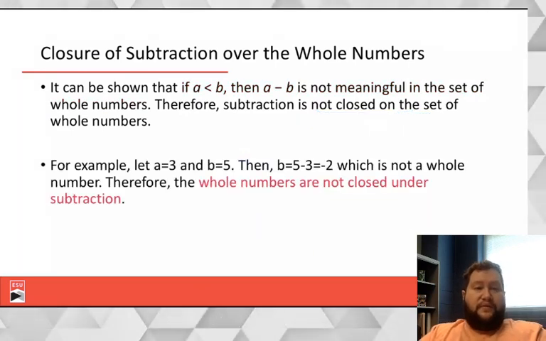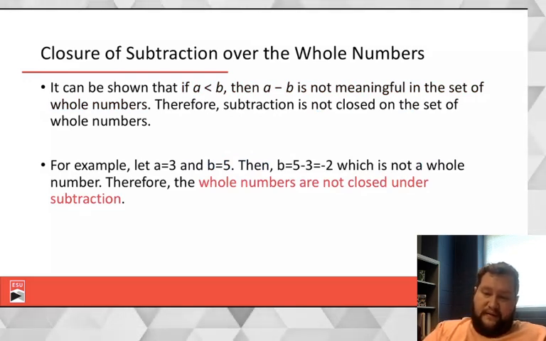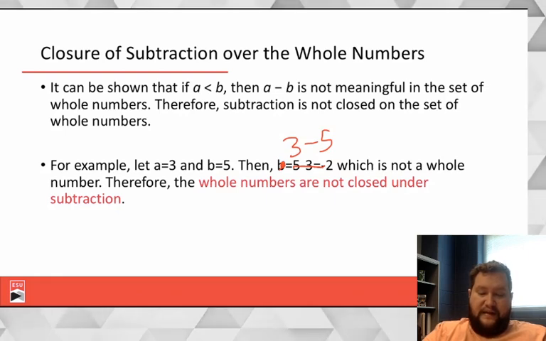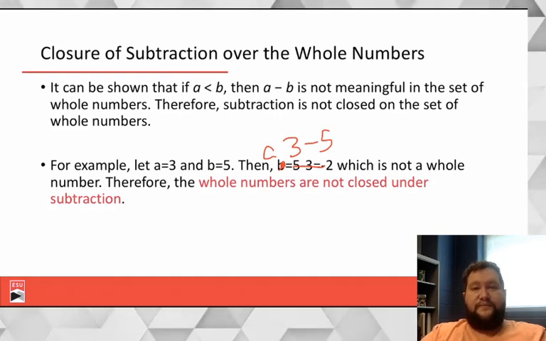So here's an example, 3 and 5, 5 minus 3 equals, I have a typo there, that's good. 3 minus 5, so A is 3 and B is 5. And so C is 5 minus 3, which is -2, which is not a whole number, so it's not closed.